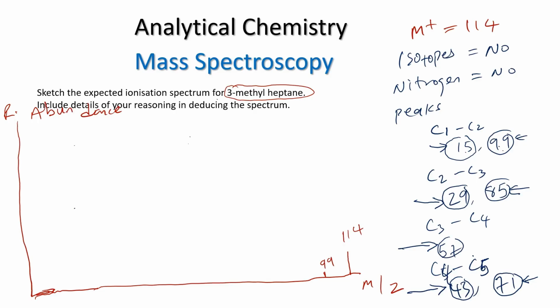After 99, in terms of big number, we have 85. Now 85 is a significant peak, so we're going to have a significant peak at 85 here. After 85, the next is 71. 71, like we said, is not prominent, so we're going to have 71 here. After 71 is 57, which is the base peak. So we have 57 here.